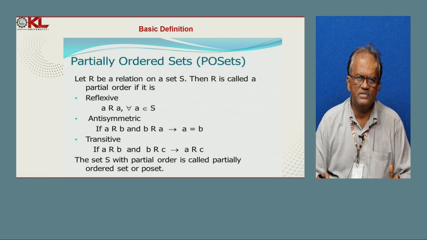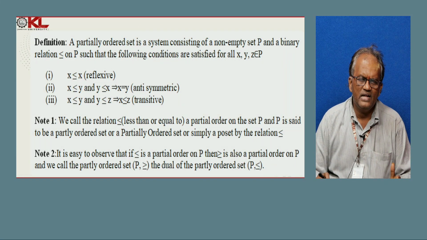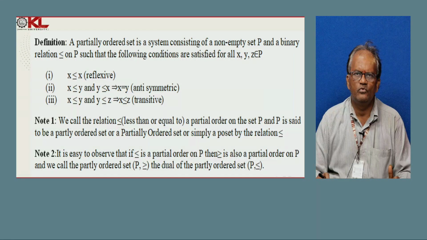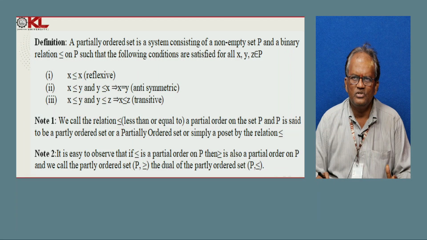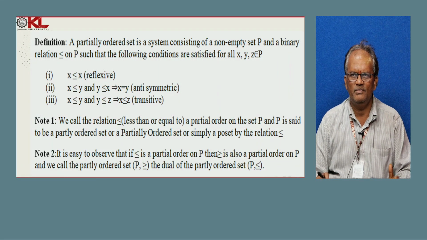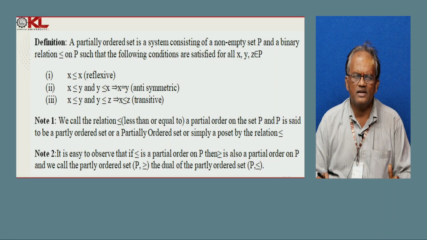Symbolically, we show the partial order set by writing the first letter P and assigning a relation, less than or equal to. These are the mathematical symbols you know: less than or equal to, greater than or equal to.